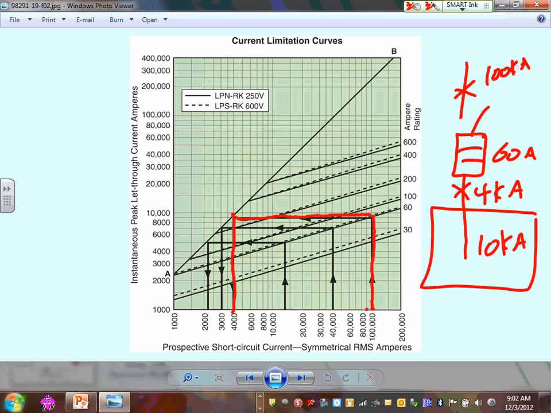Any questions, guys, about current limiting fuses? One more example. Suppose this is another 60 amp fuse, and this is now changed to 40 kiloamps. I'm going to go right in here, all the way up, still a 60 amp fuse, all the way to the right and down. That will limit this one to 3,000. Now we're even better, 3,000 amps.